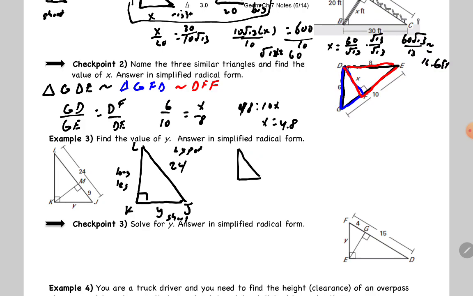Okay. So this one is going to be, let's say, the left triangle. Okay. So that would be M here. So this is the right angle. The long leg of the left triangle is L. So this would be 24 minus 9, which is 15.